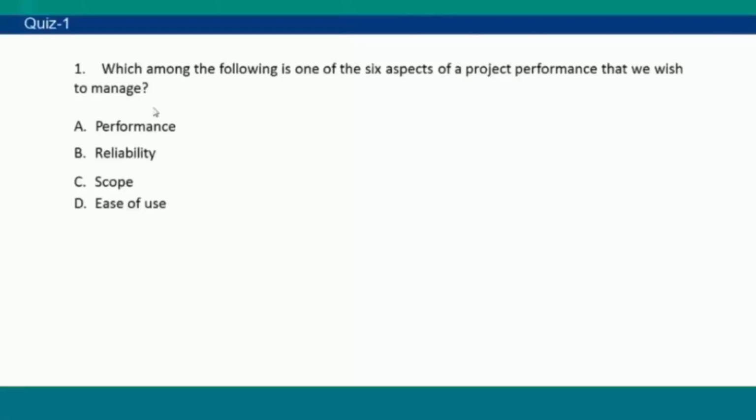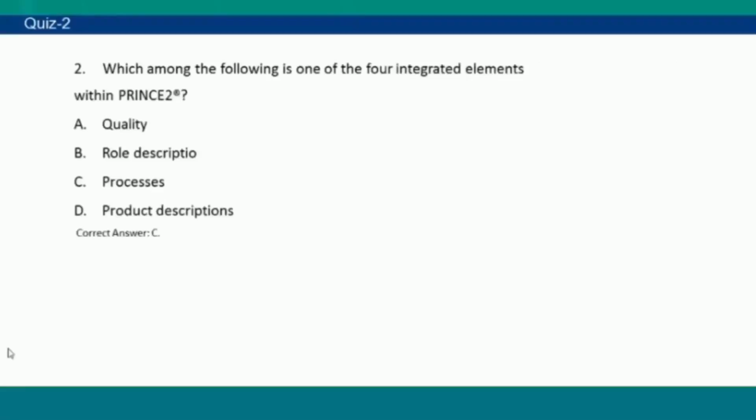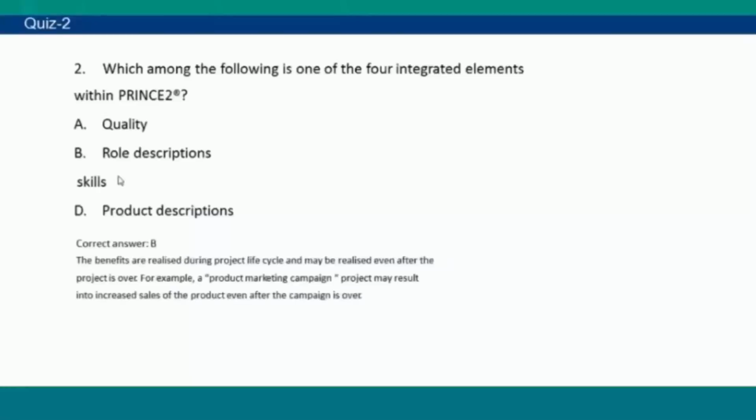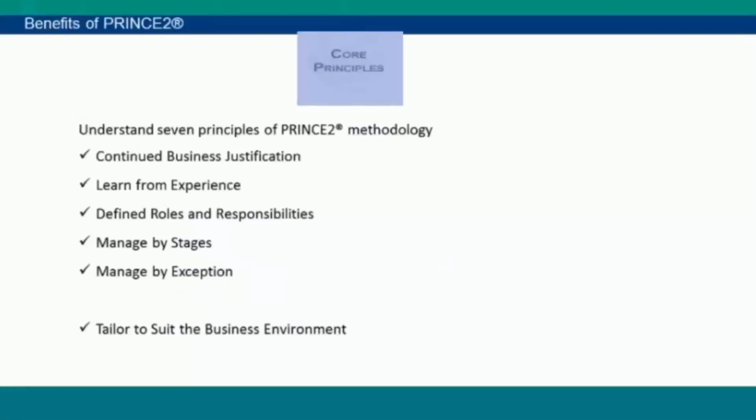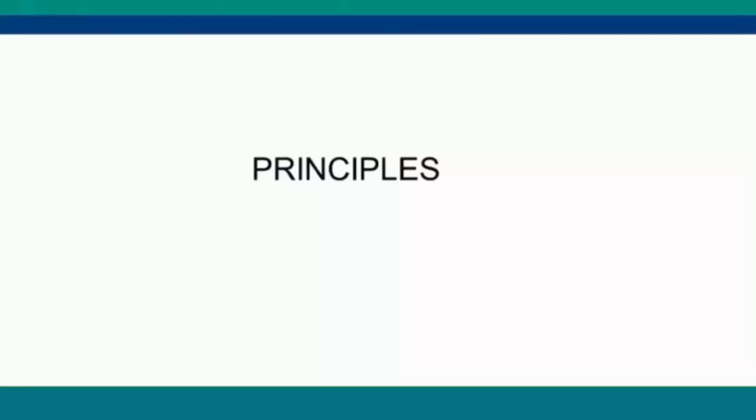Okay. So then we have: which among the following is one core integrated element? So the structure of PRINCE2. So PTPT, I told you. Principles, themes, processes and tailoring, right? So here we have the processes. The answer is C, like this. So these kinds of questions come, okay? So we will see on the paper, right? Once we do your foundation paper, 75 questions I told you in total, okay? Out of 75, you need to score 70.